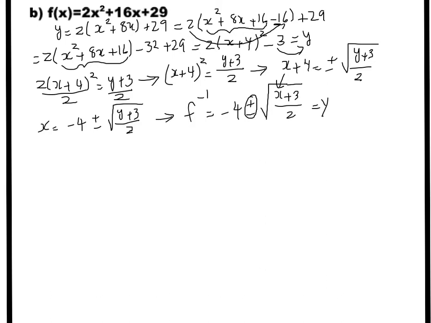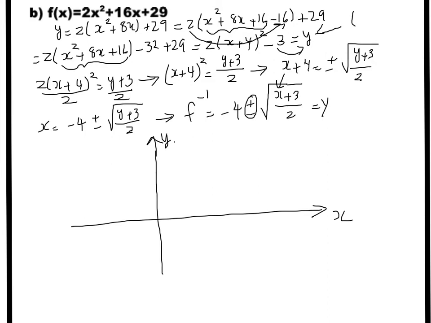The last part of the question is plotting f of x and f minus 1 of x. So roughly, the way I'm going to plot it is, I'm going to draw my x and y coordinate system. For the first, f of x, I know that the vertex is at negative 4 and negative 3, as it is obvious here. The vertex is at negative 4 and negative 3. So x is negative 4, 1, 2, 3, 4. Y is negative 3, which is here.